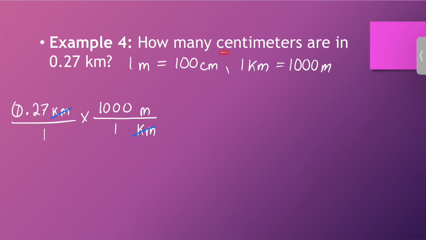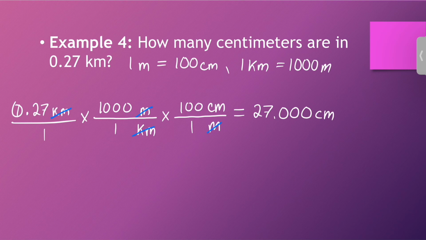Again, what I want at the very end, though, is centimeters. So now I need to go from my base unit of meters to centimeters, the final unit that I want. I want centimeters at the end, so it goes on the top. Meters goes on the bottom so that it will cancel. My conversion factor is 100 over 1. And then I just do the math. And we get an answer of 27,000 centimeters, or in scientific notation, 2.7 times 10 to the 4th centimeters.